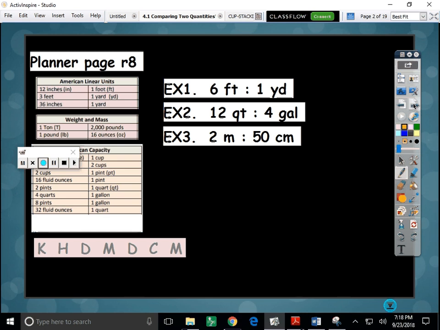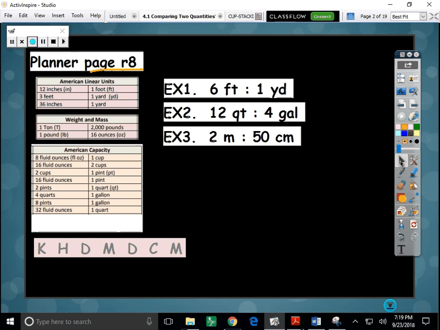We do have a notes packet which we have been using in class. However, for lesson 4.1, I know that the conversions aren't introduced terribly well, and then you get home and you're expected to be able to use this idea of conversions in your homework. For that reason, I've developed this page. On this page, I tell you to reference page R8 of your planner. So in your student planner, there are reference pages at the back, and from those reference pages, you'll find these conversion charts to help us make like units today.